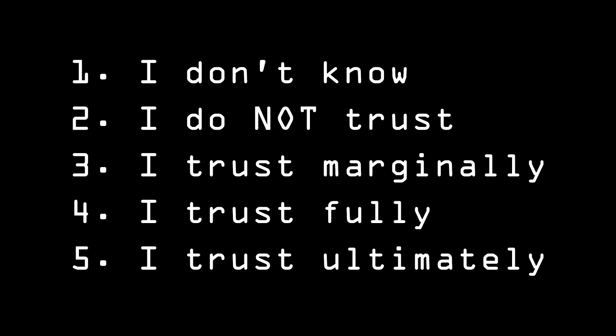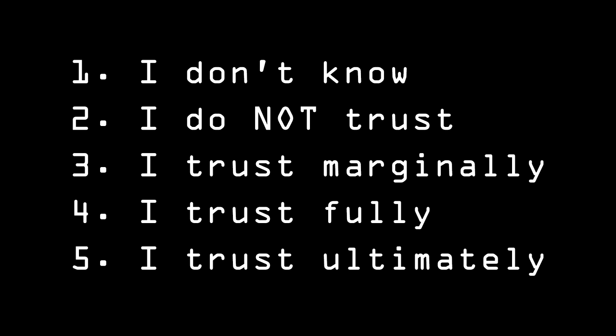There are 5 levels of trust in the PGP standard. 1. I don't know. 2. I do not trust. 3. I trust marginally. 4. I trust fully. And 5. I trust ultimately. Bob and Alice each trust their own keys ultimately, because it's their key after all. But they shouldn't do that with any other key. Bob should not trust Alice's key ultimately, and vice versa.